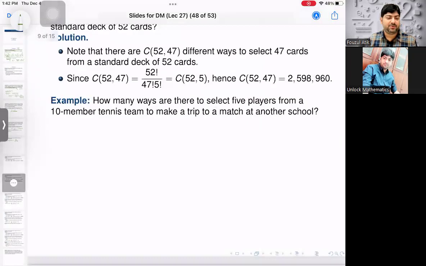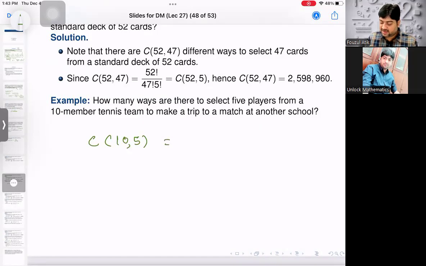Now think about this example. How many ways are there to select 5 players from a 10 members tennis team to make a trip to a match at another school? Again, you have to select 5 players from a 10 members tennis team. How can you do? Again, very easy. It is just a selection of 5 players from a 10 players team, right? So it is again C(10, 5).